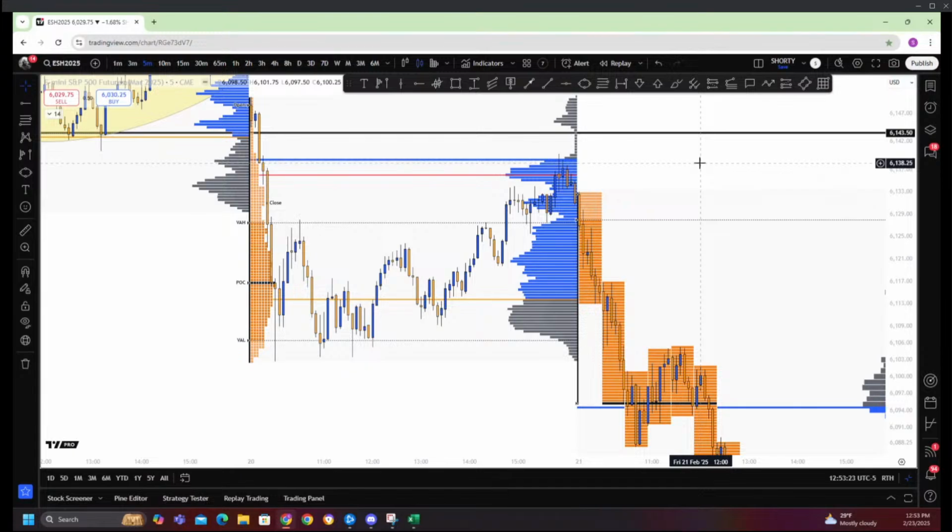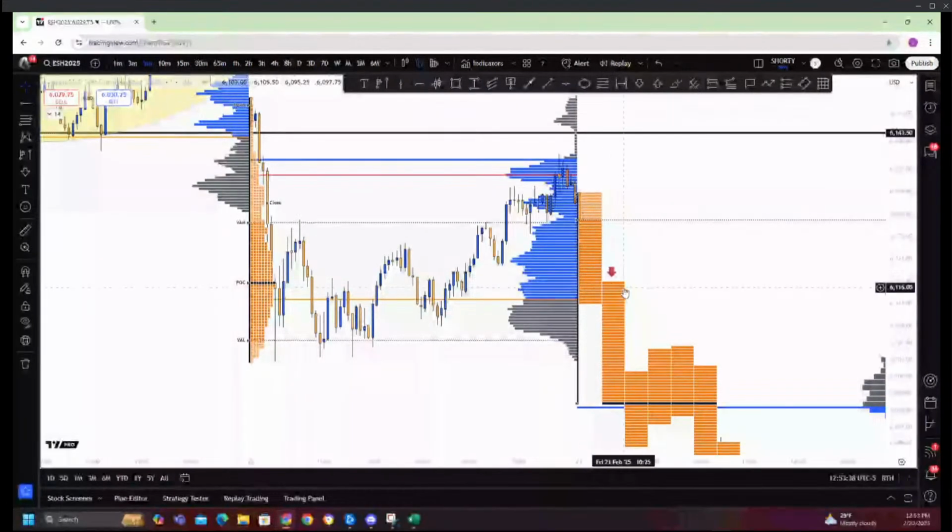What candle is the trap candle? The blue candle, the shooter. It would be this candle here. The blue candle is like, oh, we're reversing. We have a hammer. And people are like, oh my God, this is bullish. We made higher lows.